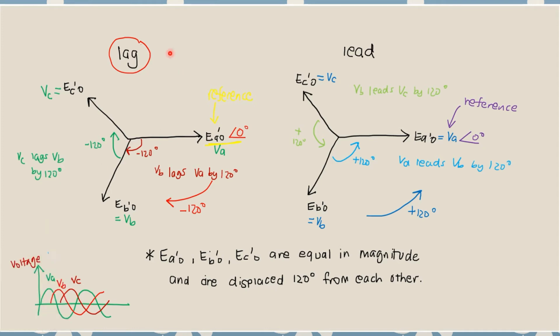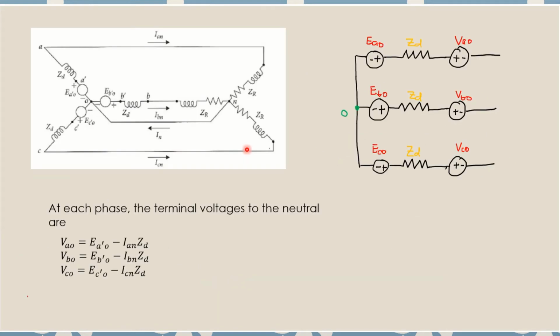It's very important for you to understand the difference between lag and lead. You have to understand they are always 120 degrees displaced between each of the phases. And then you have to be careful of the arrow, whether it's anti-clockwise or clockwise. It depends on how you define it, whether lag or lead. And always from your reference, and the reference is always 0 degree, so you have to remember that.